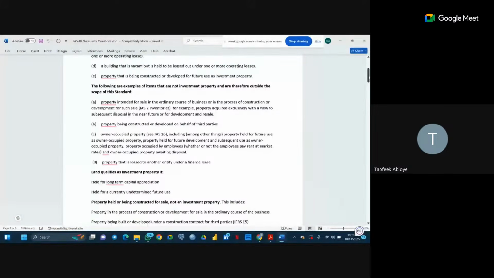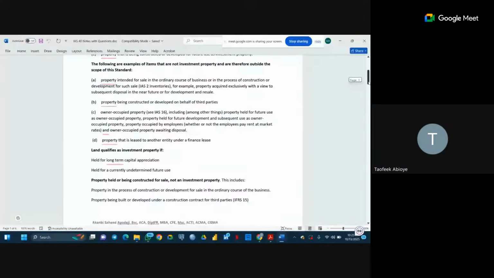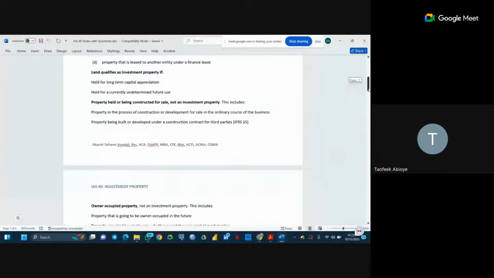So we cannot say that because we talk about land or building, that particular building is an investment property. No, it becomes IS2 inventory to them because that is what they do in their day-to-day activities. It's not an investment property. The motive of building that particular building is for them to sell it to their customer. So that categorization of building is not an investment property. So I have them under here. We also have land qualifies as an investment property if held for a long time and if currently undetermined, just like the same thing we explained at the top there.